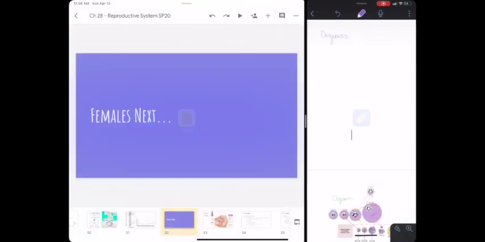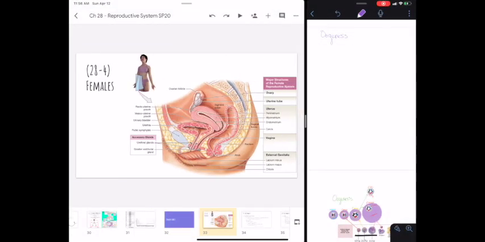I'm going to scoot this over to the side, and we'll focus on the anatomy. So for females, anterior is to the left, posterior is to the right. And let's go from anterior to posterior. So first you have the urethra. That's connected to our urinary bladder, and that's where urine is going to be released from. Then you have the vaginal canal.